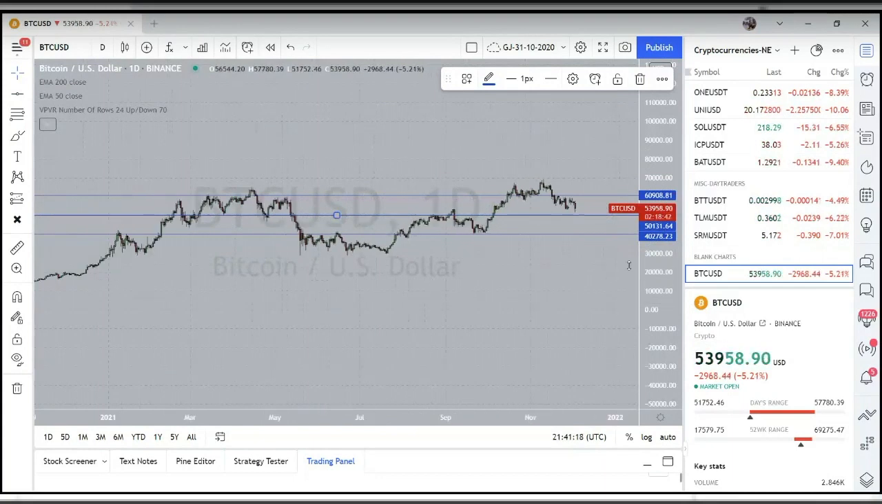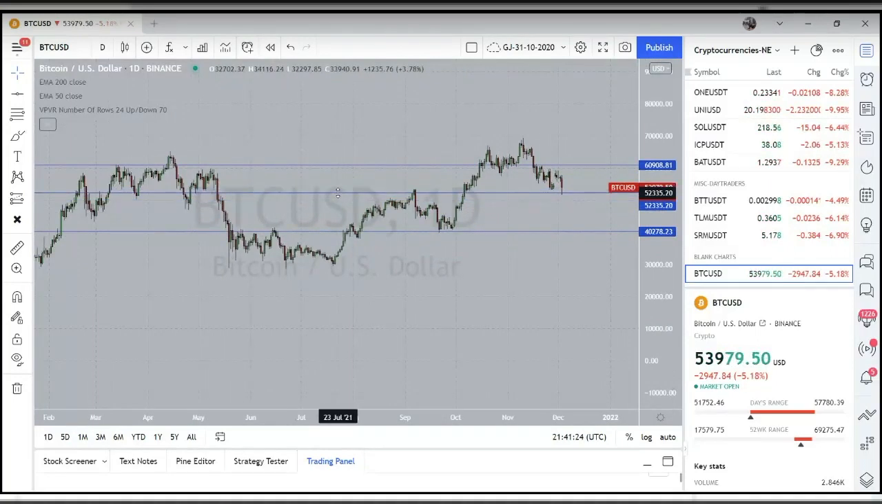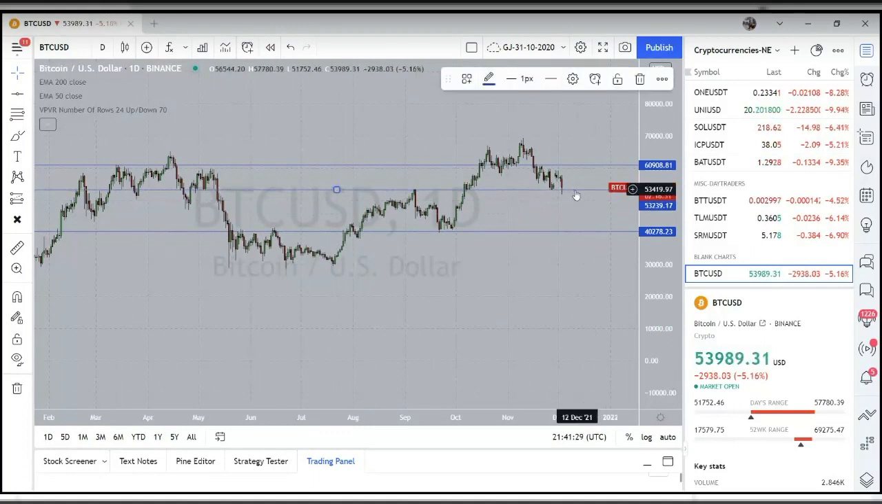On a lower time frame, you would expect that once price comes to somewhere around here, I would say it's more here than anything, you'll see some sort of reaction, as what we've seen here on Bitcoin.